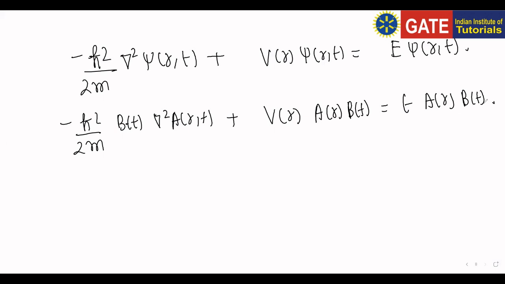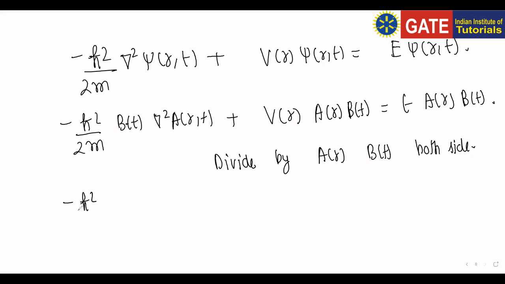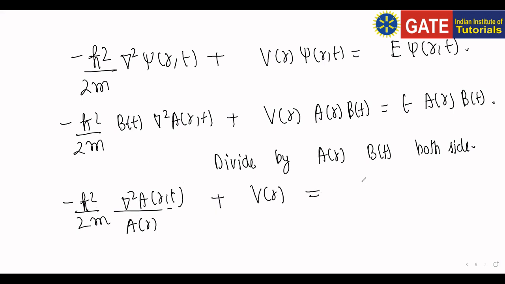Okay. Now divide by psi both sides. Divide by A of r B of t both sides. Okay, if you divide this by A of r B of t, B of t cancels out, you get minus h cross squared upon 2m del squared A of r divided by A of r plus V of r equals E. And you have to solve this equation.